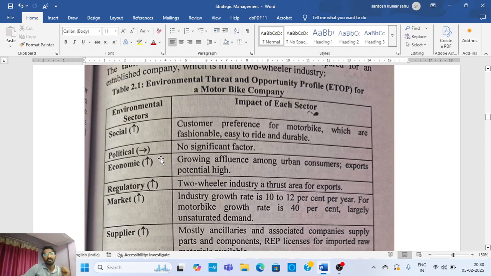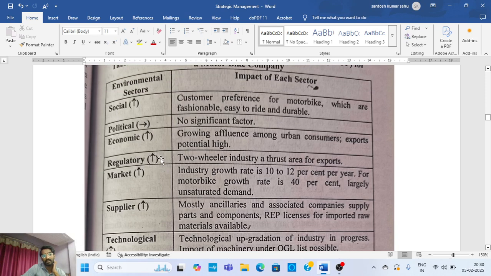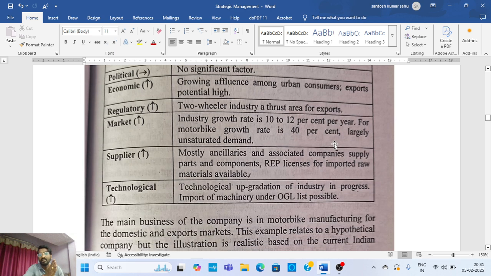Okay, so here you can see one of the environmental threat opportunity profiles for a motor bike company. जैसे कि यहाँ पे एक है, जैसे कि सोशल एनवायरमेंटल सेक्टर में आपका इम्पैक्ट क्या रहेगा, customer preference for the motor bike, which is maybe fashionable, easy to ride or durable. If you discuss political, there is no significant factor. Economic: growing affluence among urban consumers, export potential high. Two-wheeler industry is a thrust area for exports.